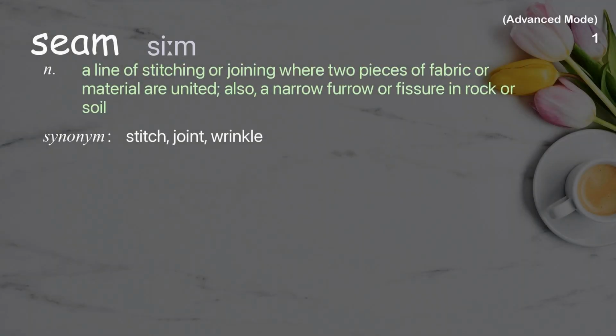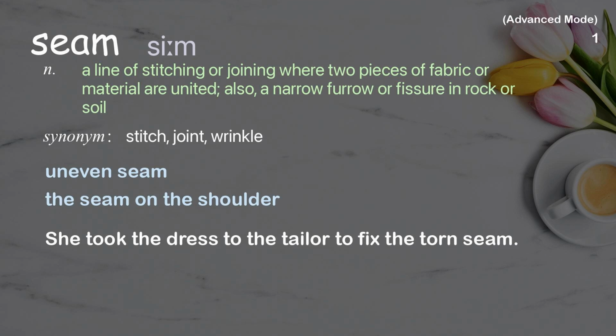Seam. A line of stitching or joining where two pieces of fabric or material are united. Also, a narrow furrow or fissure in rock or soil. Examples: Uneven seam. The seam on the shoulder. She took the dress to the tailor to fix the torn seam.